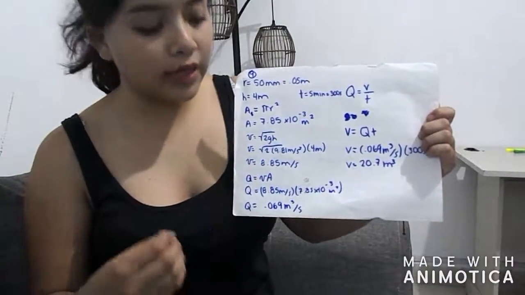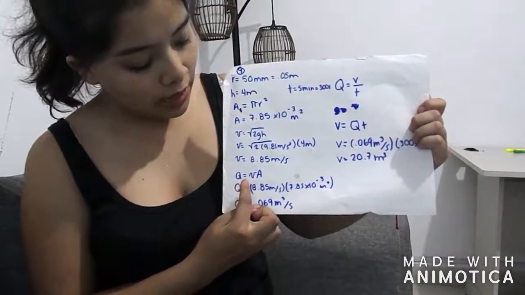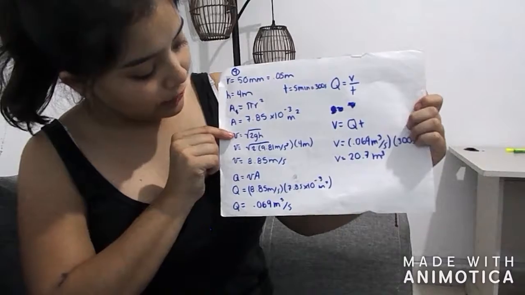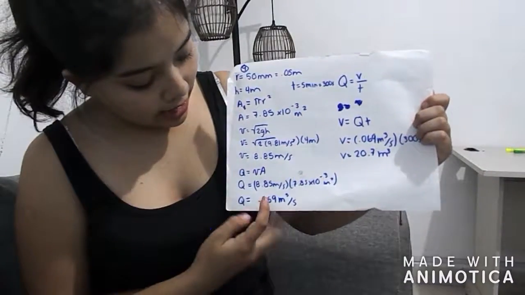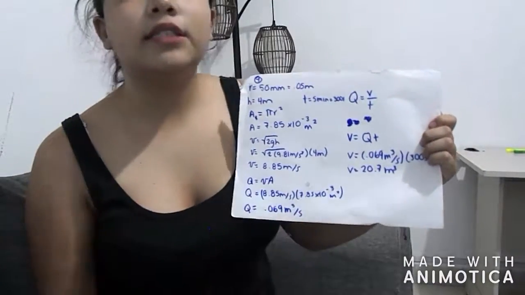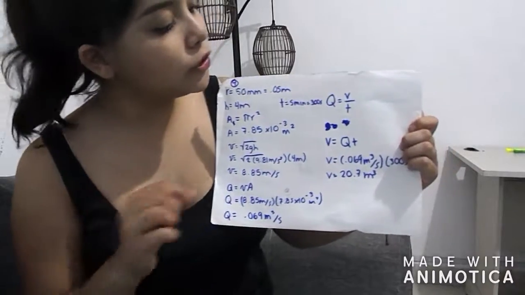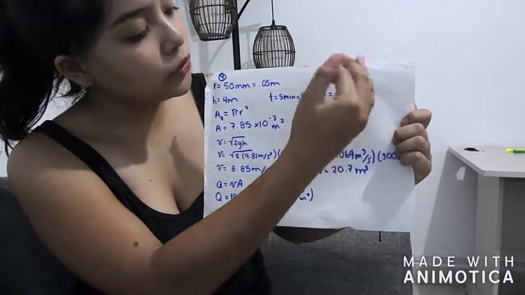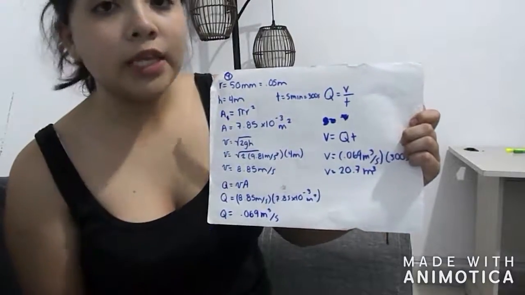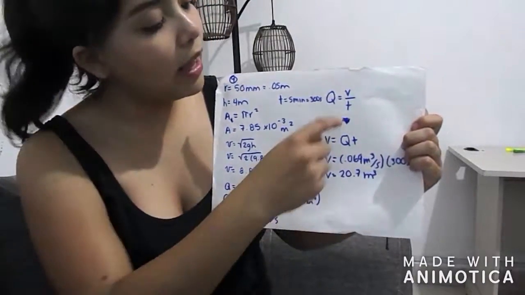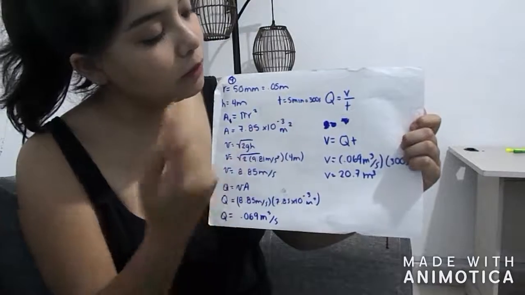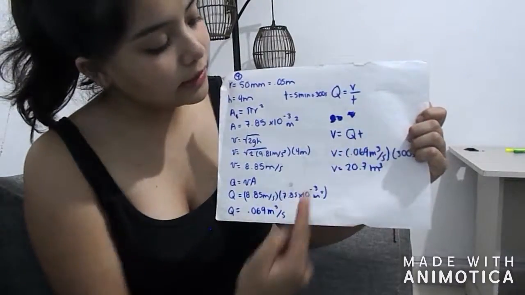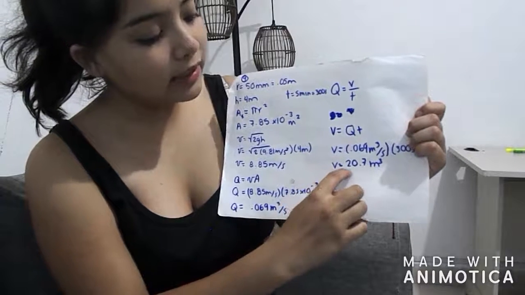Then to take out the flow rate, we need to multiply velocity times area, and we use our values here and here, and we have the result. Then, in order to take volume, we use the other formula of the flow rate, that is flow rate equals volume over time, and we need to clear out for the volume, that is passing the time, multiplying. So we multiply the flow rate times the time, and we got the volume.